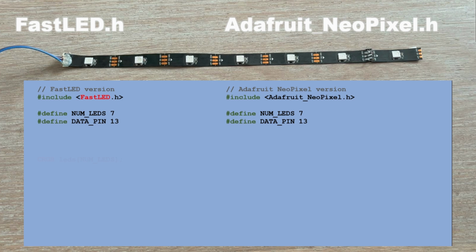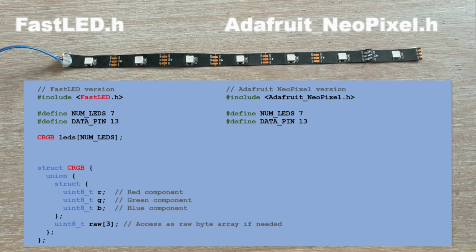On the FastLED side, we declare an array of CRGB objects. Each element in this array represents a single LED. The CRGB type is defined in the FastLED library and consists of 3 bytes, one for each red, green, and blue component. You can think of this as a 24-bit representation of the color in the RGB color model.